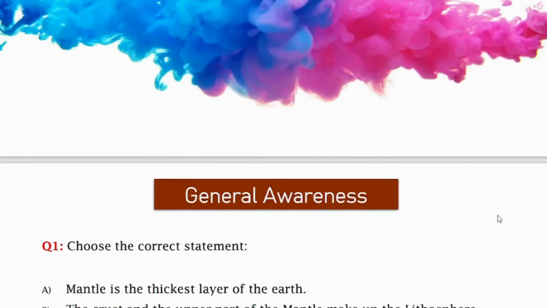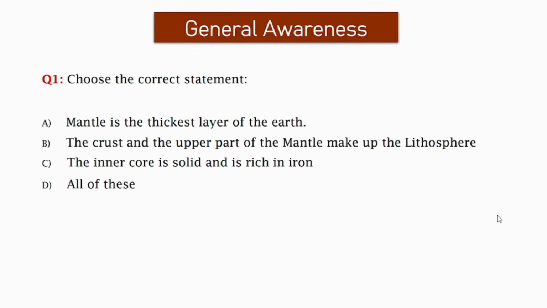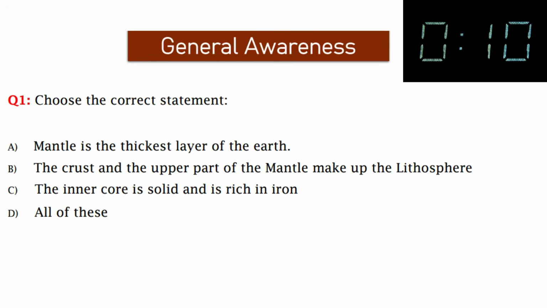Let's get started with the first question, which is from the section General Awareness. There are 4 options given, and you have to choose the correct statement. Mantle is the thickest layer of the Earth. The crust and the upper part of the mantle make up the lithosphere. The inner core is solid and is rich in iron, or all of these. So you solve this question, and your time starts now.